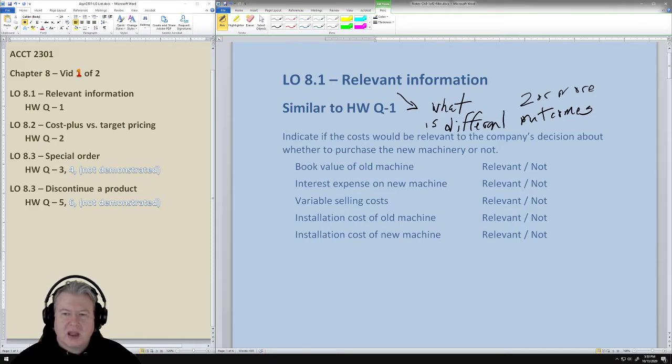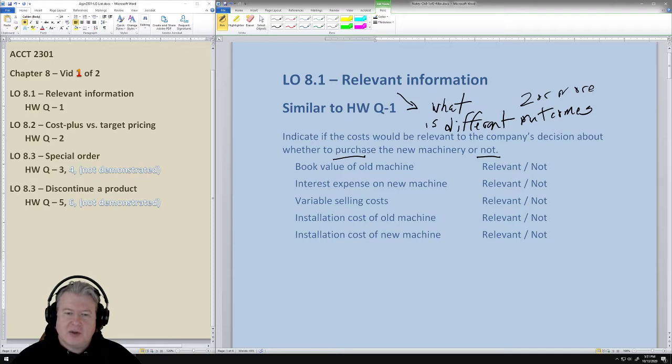In the first question, we are trying to identify costs. It says indicate whether the cost would be relevant or not to the company's decision about purchasing new machinery. First identify the 2 outcomes. You either purchase the machinery or you do not. Those are the two different scenarios, and you have to look at each of these items and determine if between the 2 scenarios that information would change, it's relevant. If it would not change, then it is irrelevant.